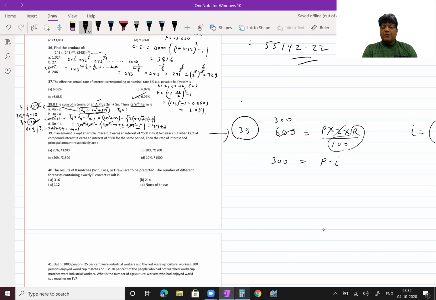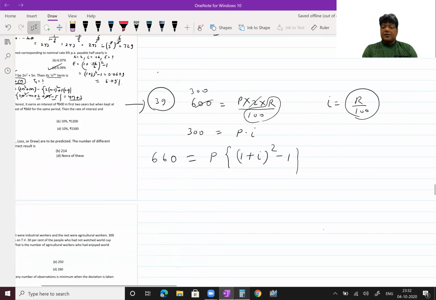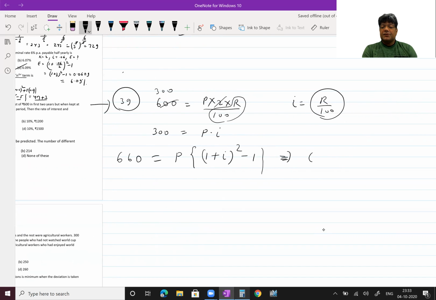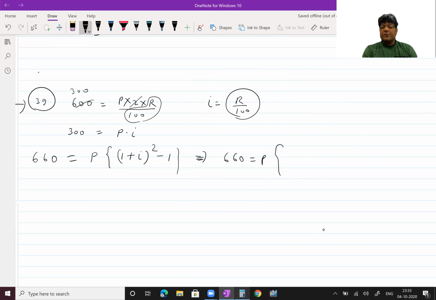Okay. So the compound interest is 660. And what is the formula? The formula I have taught you: P into (1 plus I) to the power n, minus 1, that is, to the power 2 minus 1. Now if you simplify this, 660 is equal to P into (1 plus I) whole square minus 1. If I open it according to (A plus B) whole square, it will be A square plus B square plus 2AB. So this plus 1 and minus 1 cancel.